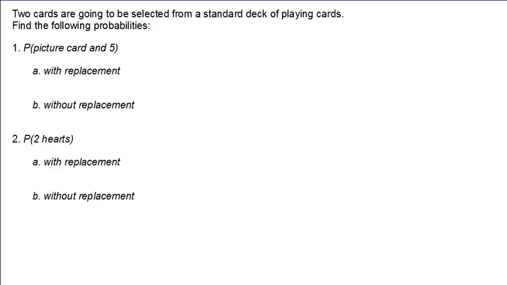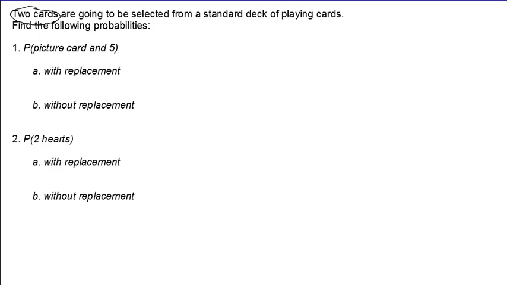Welcome back, everybody. I've got two more examples to do regarding AND problems, and so we are going to do these with the standard deck of cards. So the problem says two cards. Now I want to stop there. That is the key to these AND problems, that you're dealing with two or more events happening.